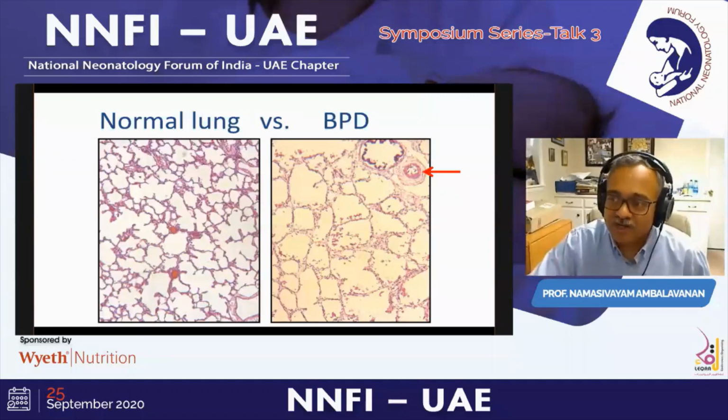And you can look at this arrow pointing to this blood vessel, which is much thicker. And you can also look at this airway, that's the bronchiole. You can see that the airway epithelium is showing necrosis. So the blood vessel is also showing thickening, suggesting that this infant probably had pulmonary hypertension.